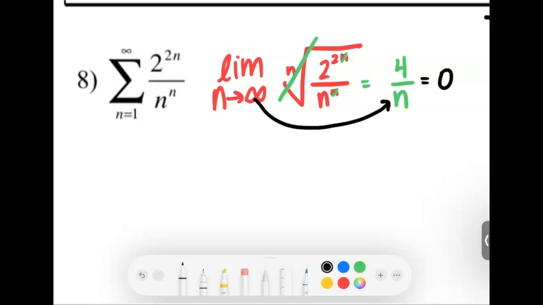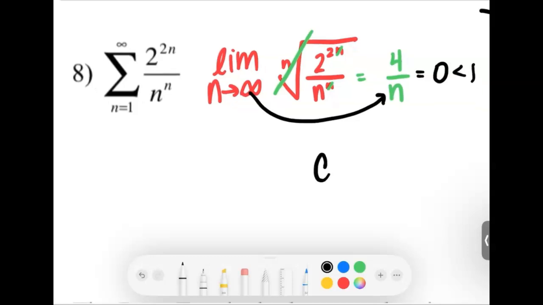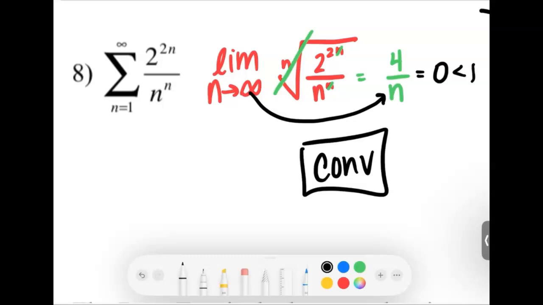Our rule said that if this is less than 1, it converges. So this looked like a tricky series at first, but once we do the nth root and then we apply our limit as n approaches infinity, it's the same rules as what we just did. And technically it's the absolute value of our answer, but because we just got 0, it's 0.